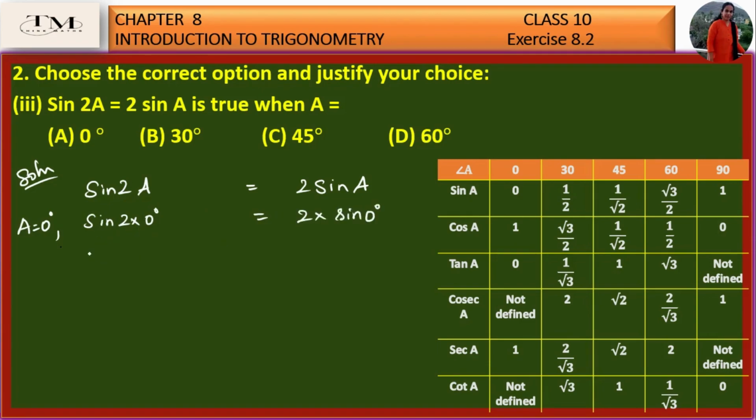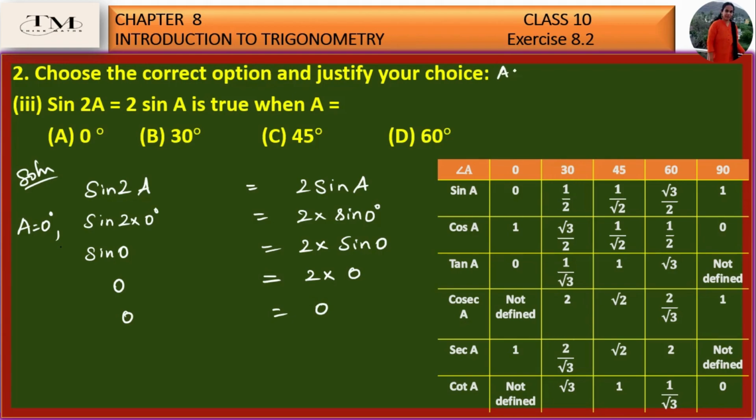So 2 into 0 is 0, sine 0. And 2 into sine 0, what is sine 0? Sine 0 is 0. So 2 into 0 is 0. Both are equal: 0 is equal to 0. So for A equal to 0 degree, this is equal. Suppose let us take A is equal to 30.